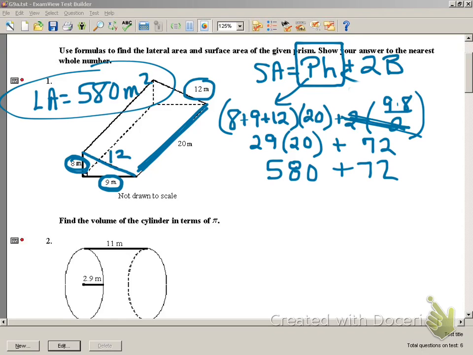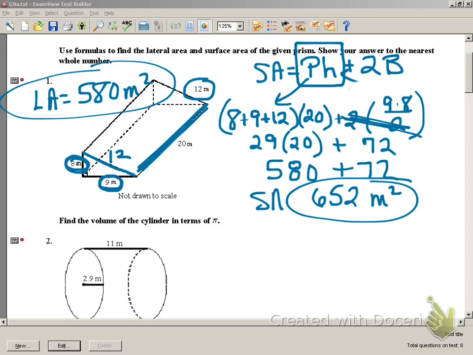So now when I add 72, I get 652, which gives me the surface area. So surface area equals 652 square meters, and my lateral area is 580 square meters.